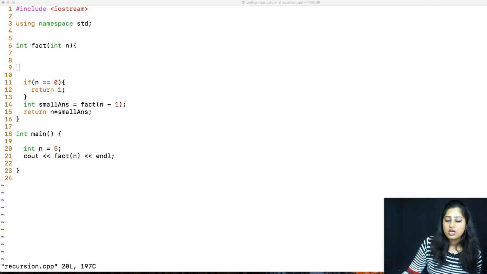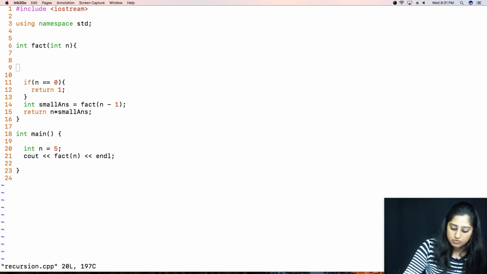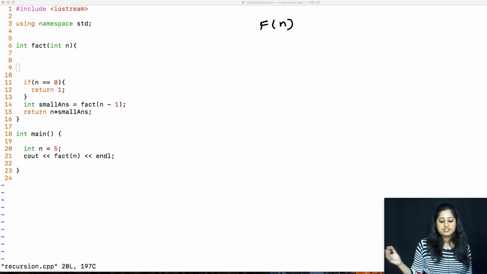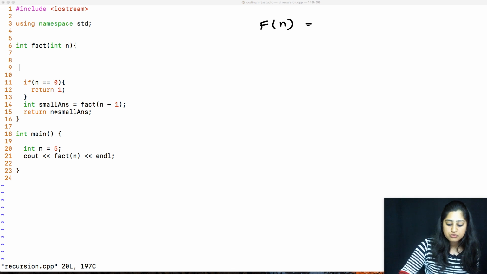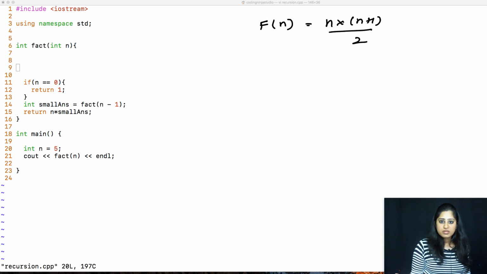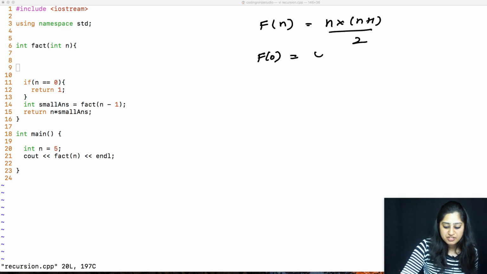Okay, so PMI basically was, if I have to prove a formula for all natural numbers, let's say the formula is the sum of first n natural numbers. So this is n into n plus 1 by 2, right? What we used to do is test it for a very small value, let's say n is equal to 0, and see if it is working fine. Then the next step was the induction hypothesis.